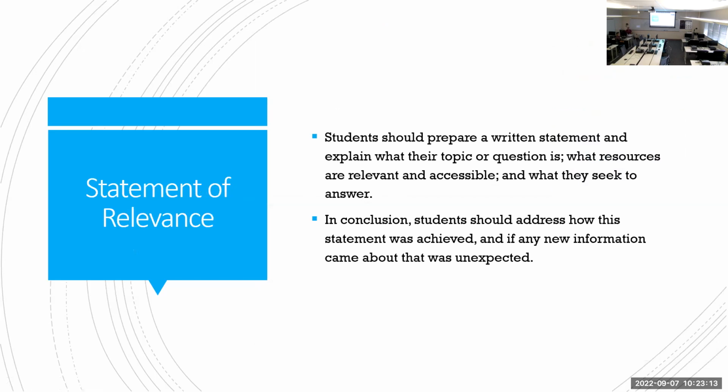I added this as an instructor. I believe it's very important for students to be able to, in a nutshell, right? Sometimes I hear it called the elevator speech. Basically, students, I think, need to have this skill of being able to briefly describe and identify what it is they're looking for, either in terms of research or what problem they're trying to solve for, like a broad critical thinking problems assignment. So I wrote, students should prepare a written statement and explain what their topic or question is, what resources are relevant and accessible, and what they seek to answer. I think that statement there kind of encapsulates where we wish to have our students when they become information literate.